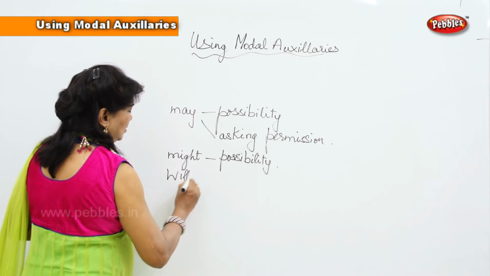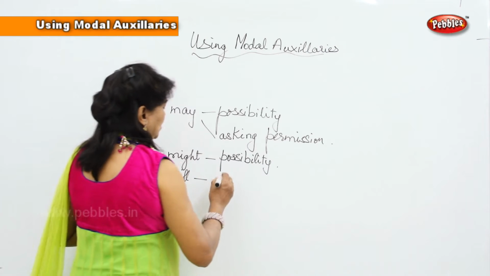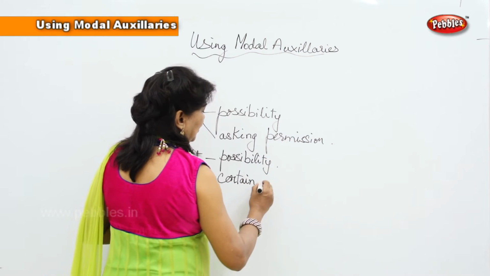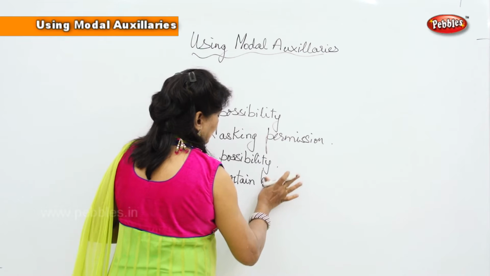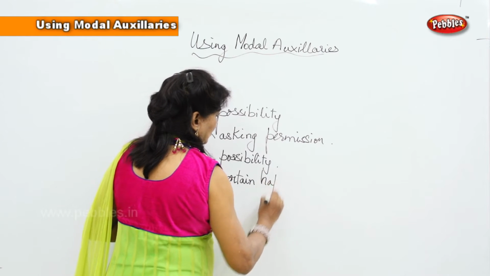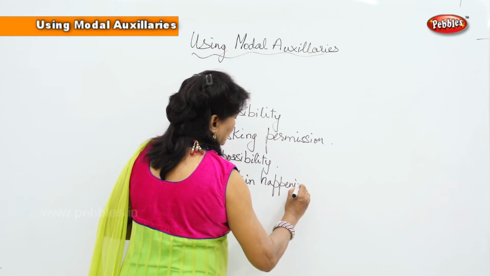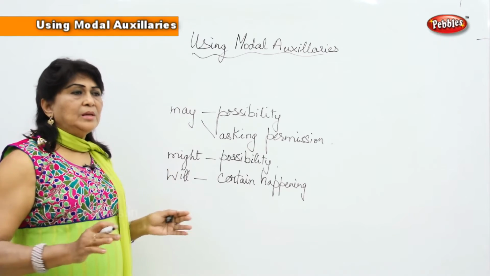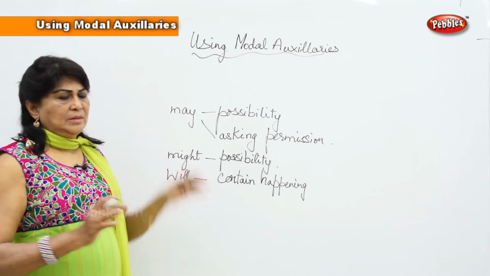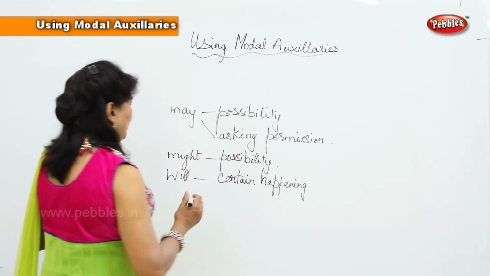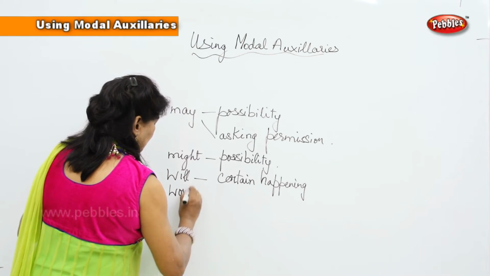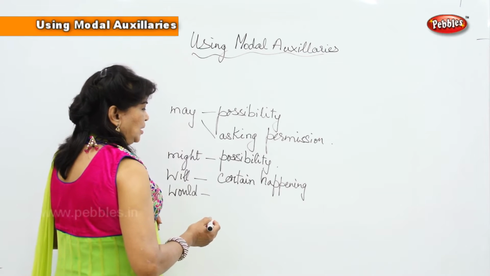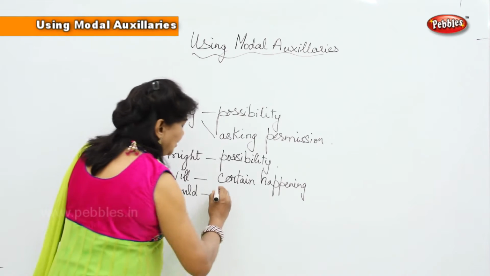Will talks about something certain happening. Certain happening. It will rain today. It will happen. This will happen means it is a certain happening. Would is a past tense of will, and also it is used as a polite permission.